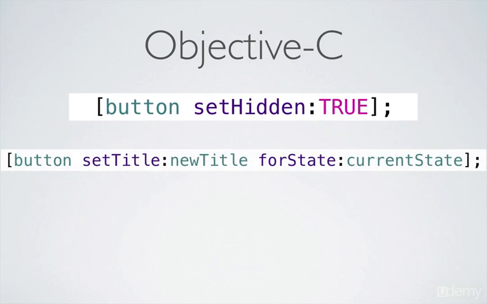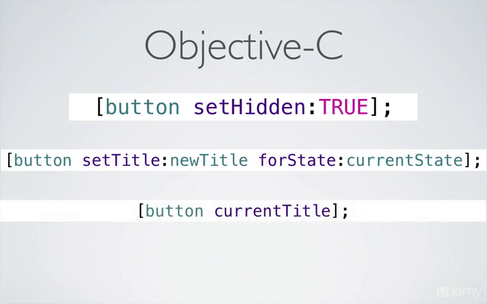Here's one where we set the title for a button state. And some methods don't take any arguments, like button currentTitle. Also notice the convention of the upper and lowercase letters. In general, objects and methods start with lowercase letters and classes start with uppercase letters. The word true here isn't actually a class or an object, but sort of a special case, since it's a unique option that can only be true or false.